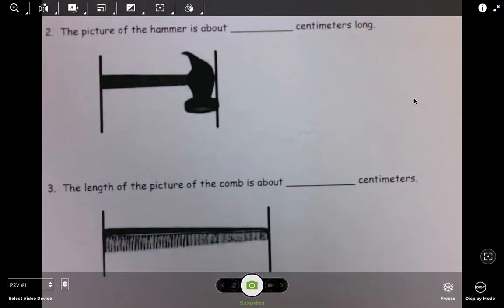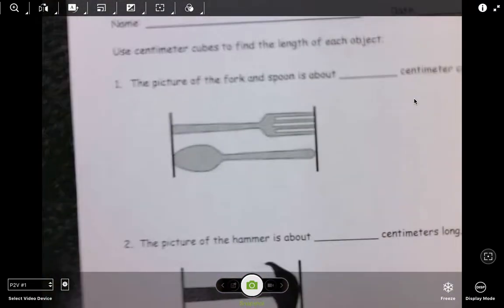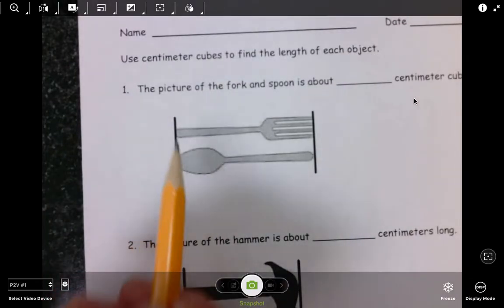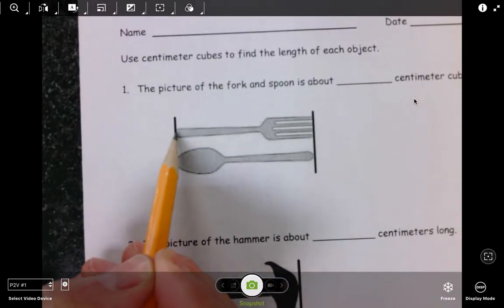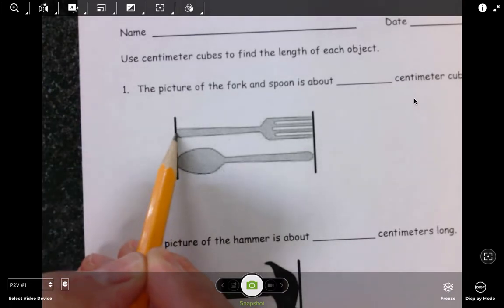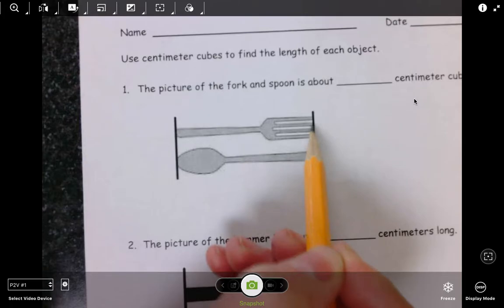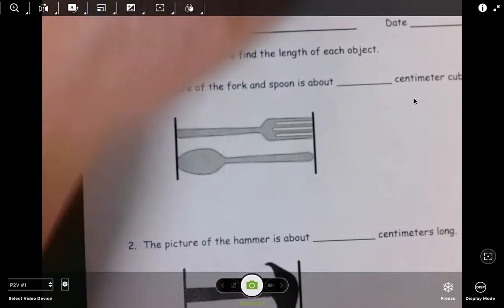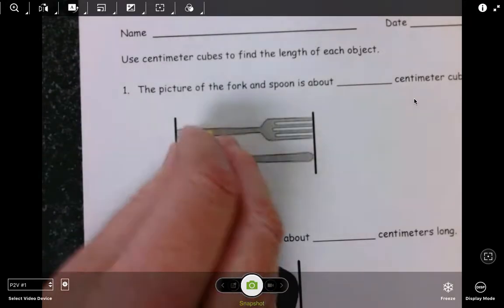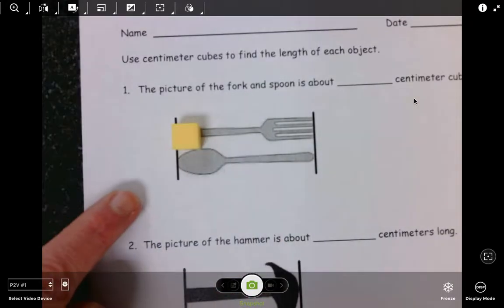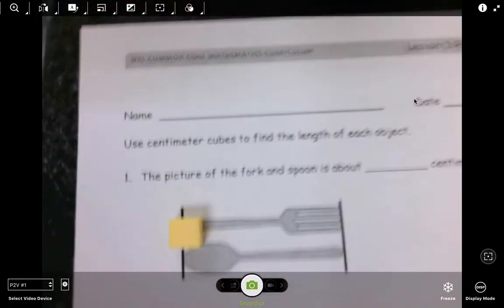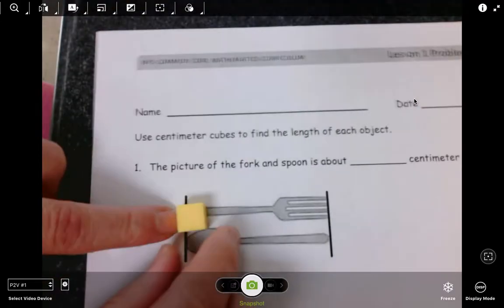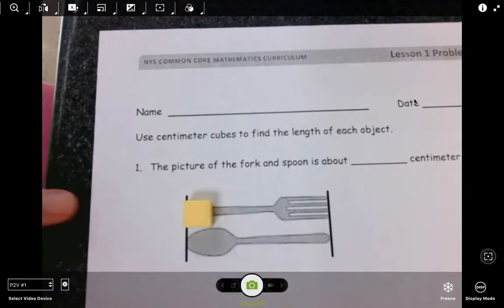Then we introduce them to some new language, the language of an endpoint. And parents, an endpoint is one end of the object that you're measuring, or one end of the line, and the other end point is the opposite end of that line. And so what they had to do today in class was use their centimeter cubes, and put their centimeter cube, it's a little hard to see, but this is at the end here.